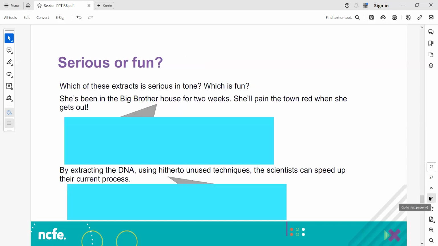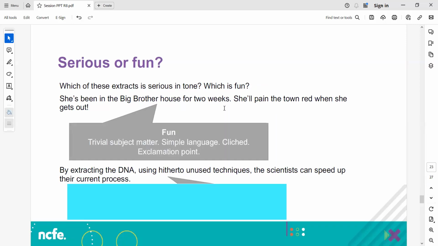Serious or fun? She's been in the Big Brother house for 2 weeks. She'll paint the town red when she gets out. By extracting the DNA using hitherto unused techniques, the scientists can speed up their current process. The first is fun. Good. The first one is fun.